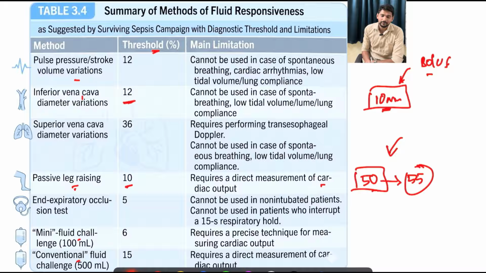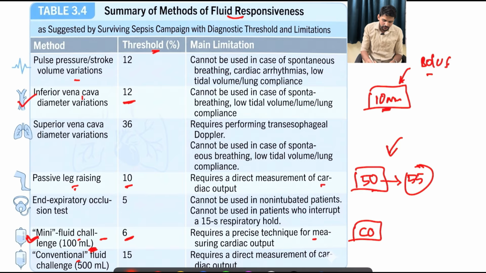Otherwise, sometimes some bedside maneuvers like the mini fluid challenge, so that we can avoid pushing that universal 30 ml per kg of fluid. So in that case, what will we do? Give 100 ml of fluid. Initial cardiac output should be measured. Then look for the change. Suppose there is a change by 6%, then the individual will definitely respond nicely to fluids. Otherwise, don't give excess fluids. So this is considered a good way, because we can avoid excessive fluid load by various other methods. So this is all about fluid responsiveness.